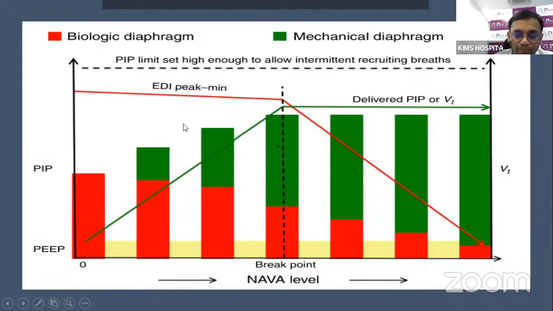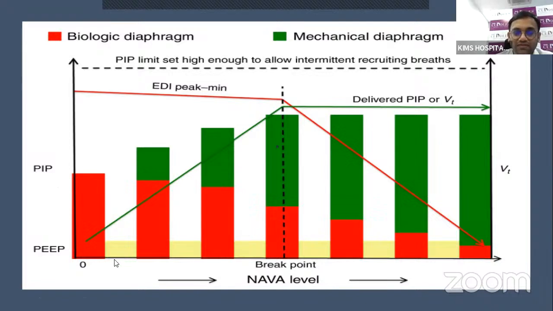So we want a point called the breakaway point, where it is completely balanced, so that the baby also breathes in order to maintain muscle activity and not allow the muscles to get wasted. At the same time, we need to support with our mechanical ventilator so that the work of breathing is not completely superimposed on the baby and the baby will not get tired. So this is the break point.